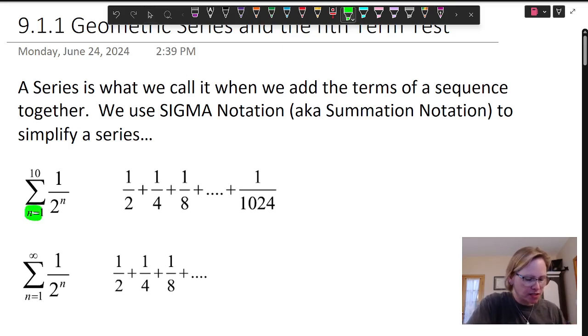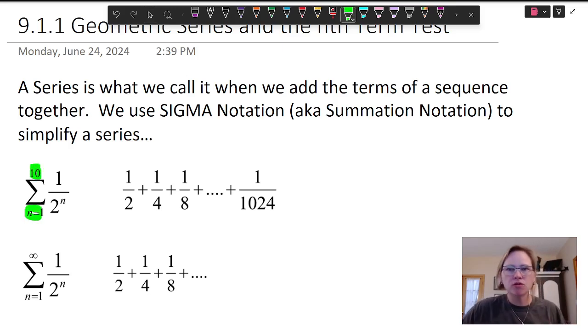We can see that this series starts at n equals 1, and so we're going to be plugging 1 in for n to generate that first term. When we plug 2 in for n, we get our second term. When we plug 3 in for n, we get our third term, and so on and so forth. This is a finite series because it tells us to stop when n is 10, and we're only going to add those terms up. The sum of a finite series will always exist because you can always add those numbers together.